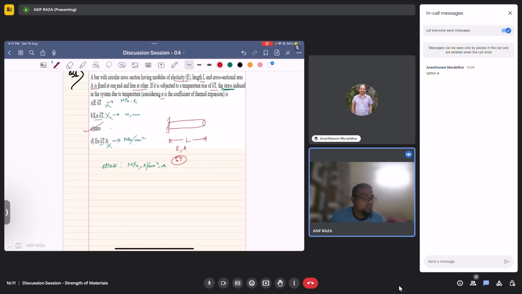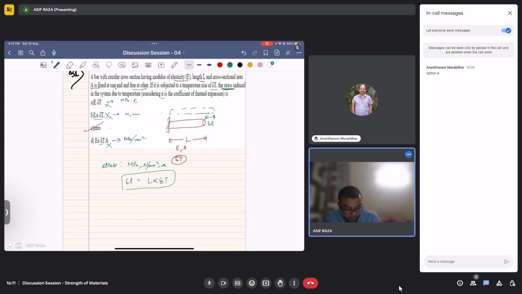Now let us see it through the conceptual approach. How would the stress induced in the system be zero? When temperature is increased by delta T in the system, this body will expand by, suppose, delta L. And this delta L would be equal to L alpha delta T.